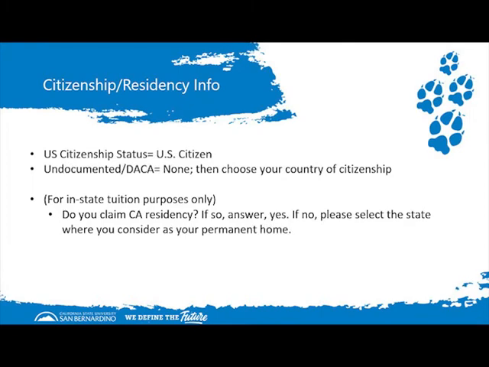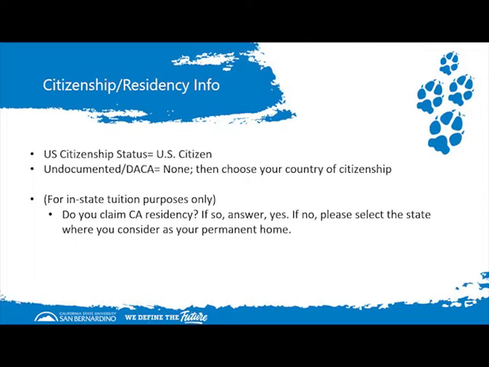If you are a U.S. citizen, please select U.S. citizen. If you're an undocumented DACA student, please select none in the value that best describes your citizenship status. Then choose your country of citizenship. If you claim California residency, please select yes. If you have lived in California continuously since birth, select yes. If no, please include the date that you began to live in California. If you do not claim California residency, select no. Save and continue. For international students, please include your country of origin and your visa type.